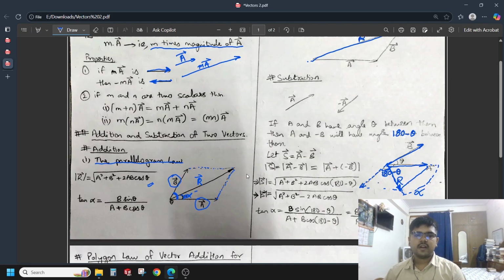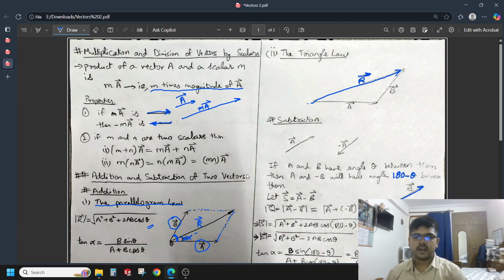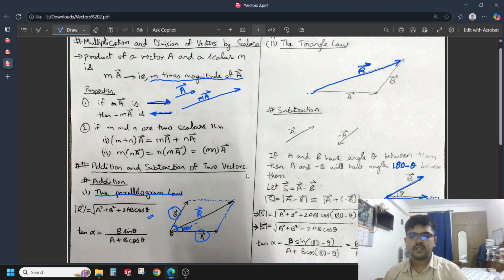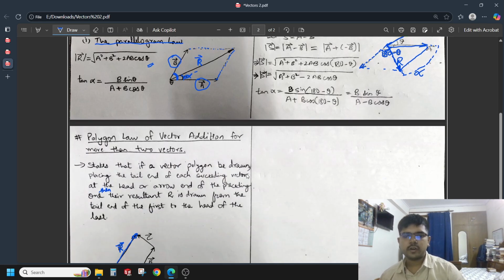I hope you have understood the addition and subtraction of two vectors and the polygon rule.